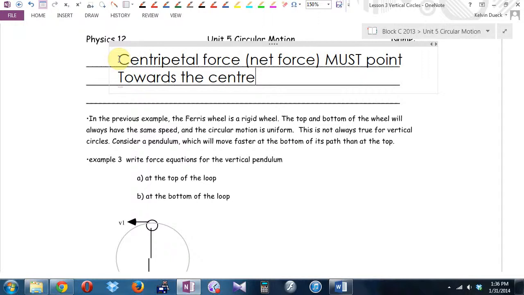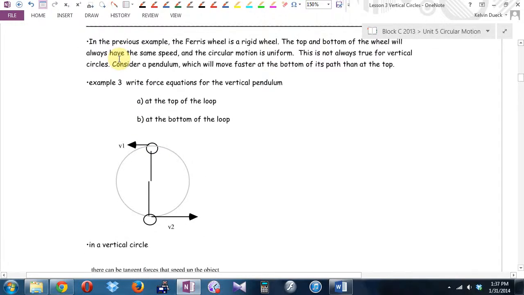So it says here, write force equations for the vertical pendulum at the top of the loop and at the bottom of the loop. Okay. At the top, what are the forces acting on the pendulum? Get the obvious one. What else? No normal force. What else? Tension. I have two forces acting inwards. At the top, my equation is gravity plus tension equals MAC.